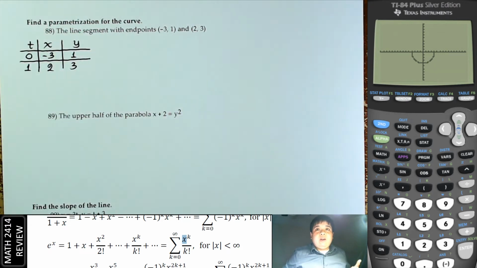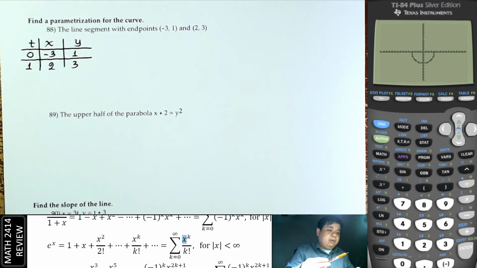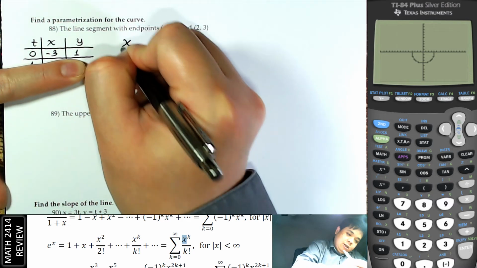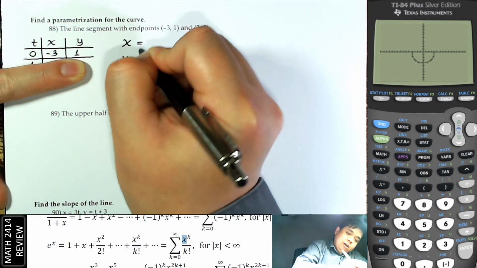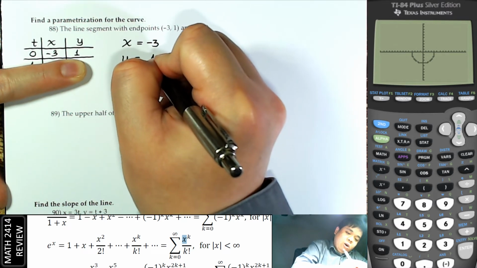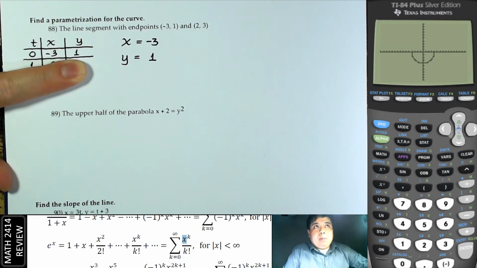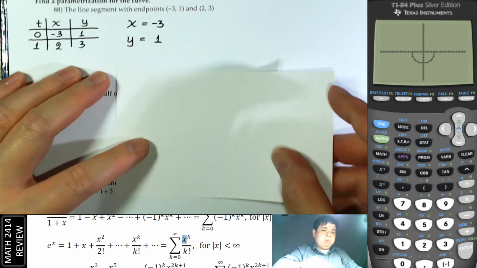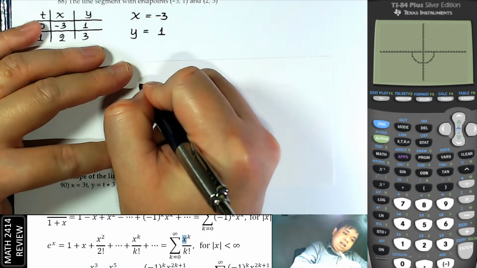As far as the parameterization, what is the formula for that? Think about this. When t equal to 0, we have -3 and 1 for x and y. So if I write x and y equal to -3 for x and 1 for y, that happens when t equal to 0. Now, the motivation for this is just like when we do partial fractions. Let's say we have something like this.